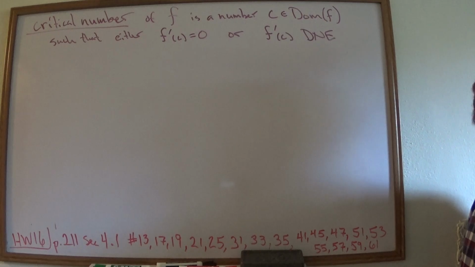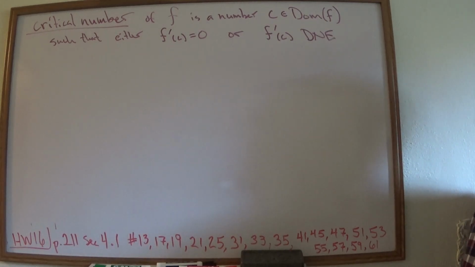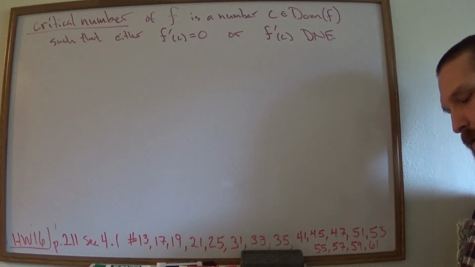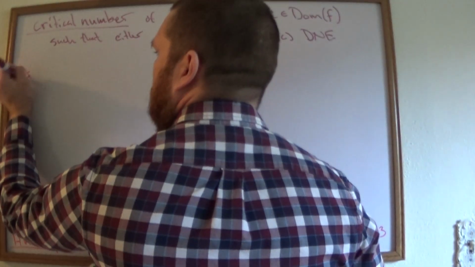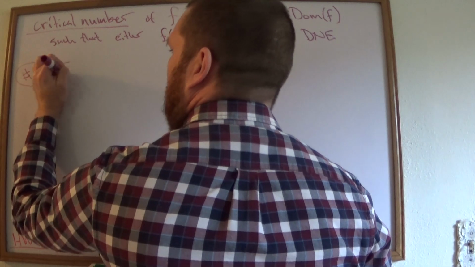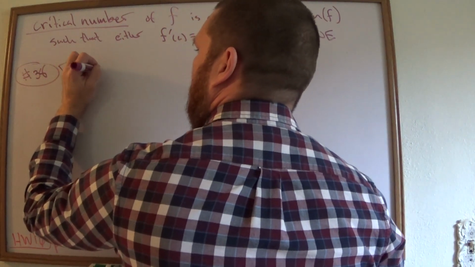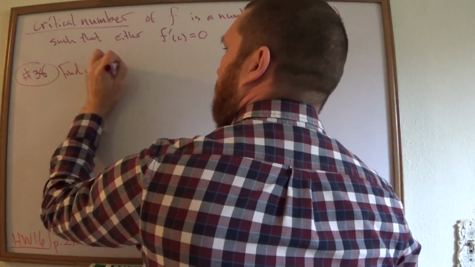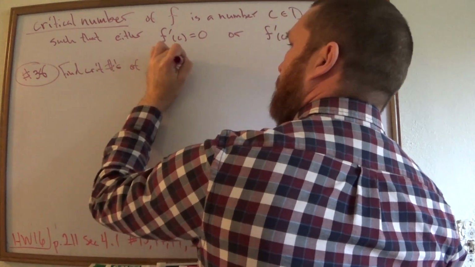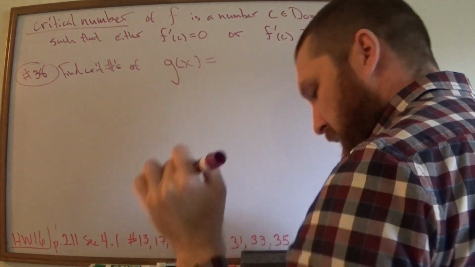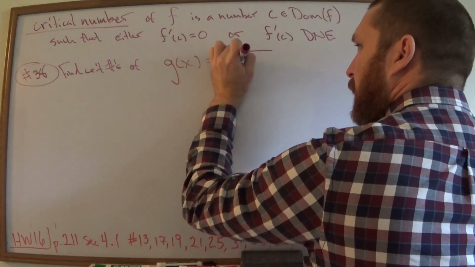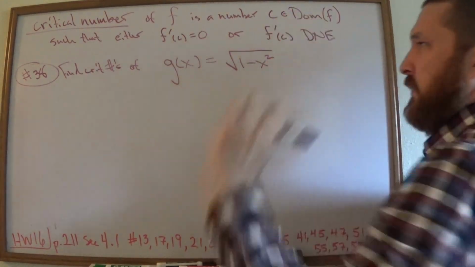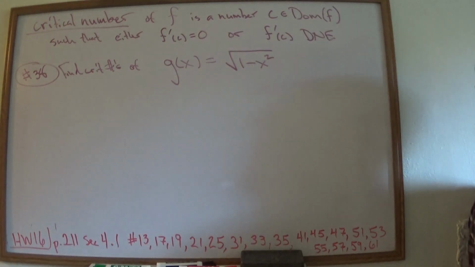Okay? Or anywhere else where its derivative is equal to 0. So here's an example. Here's number 38. Find the critical numbers of g of x is equal to the square root of 1 minus x squared. So what do we need to do?